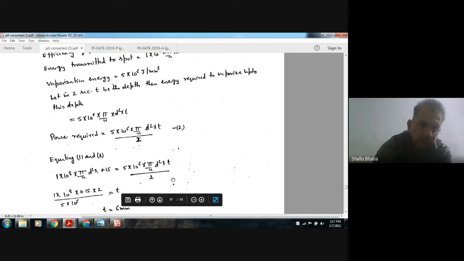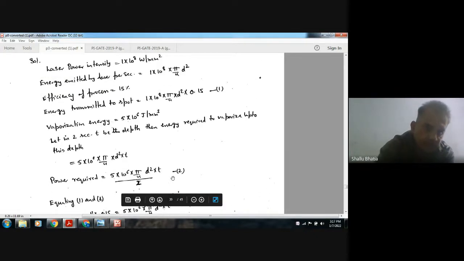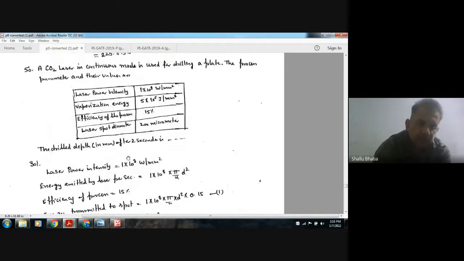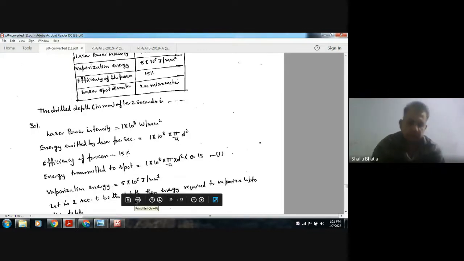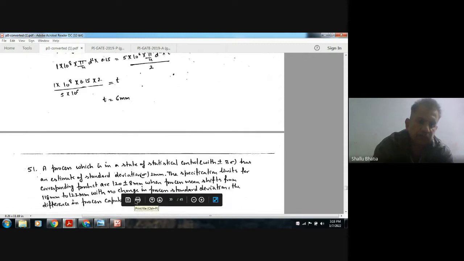So in 2 seconds, this is the energy available in 1 second, so in 2 seconds we multiply by two. The laser will drill the hole by vaporizing the material. The power available from the laser will cause vaporization of the spot, and it will go on penetrating with time. So after 2 seconds, it will penetrate by the computed amount.